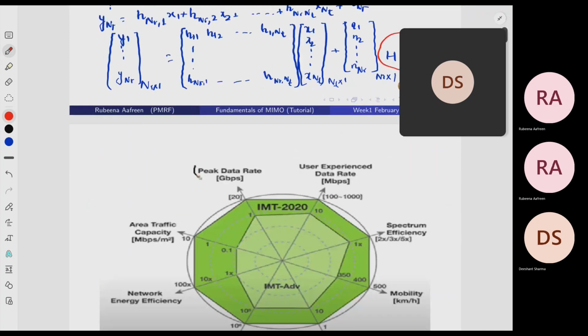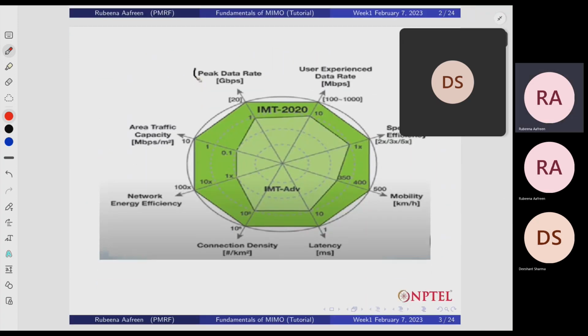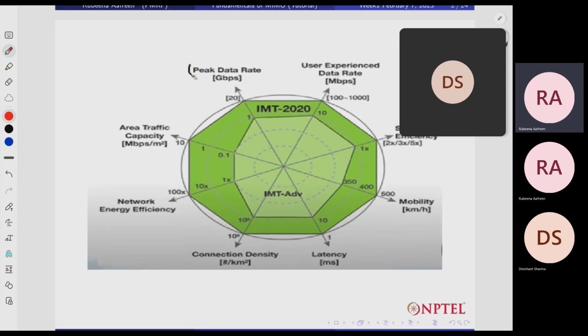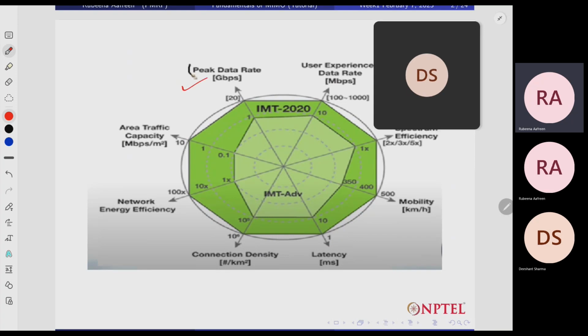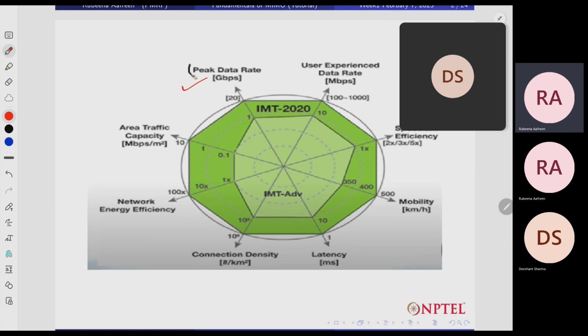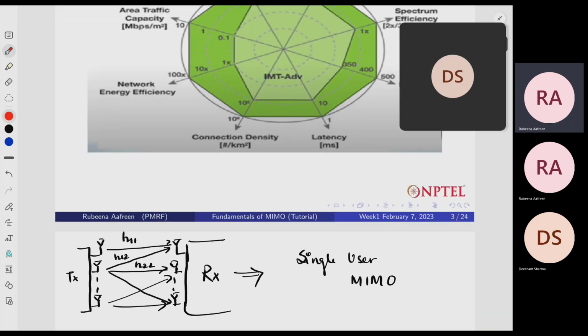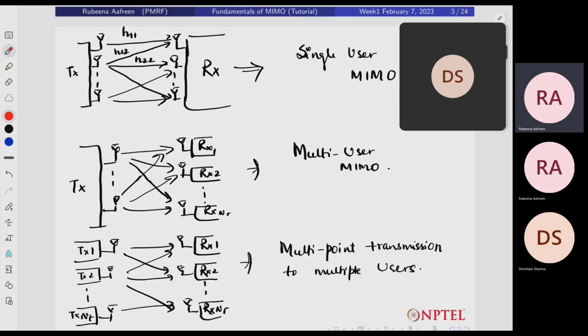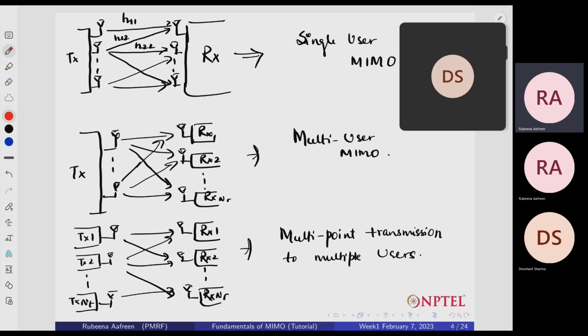Moving on, you can see from the lecture that this newly estimated 5G will have more data rate, peak data rate, user data rate, spectral efficiency, more mobility, and less latency. Likewise, you have to see in the lectures that this has a very big advantage over the previous versions. Now we will be coming to types of MIMO.